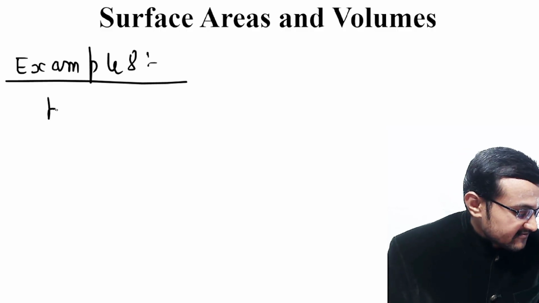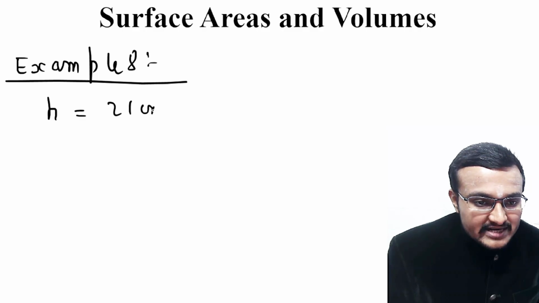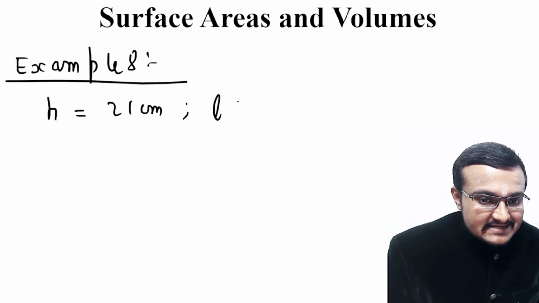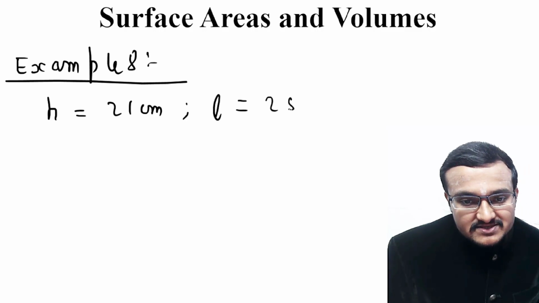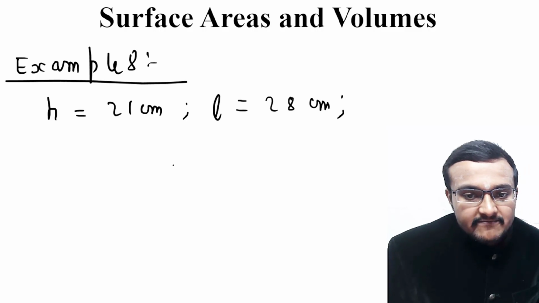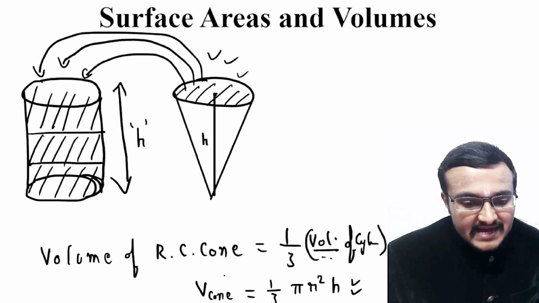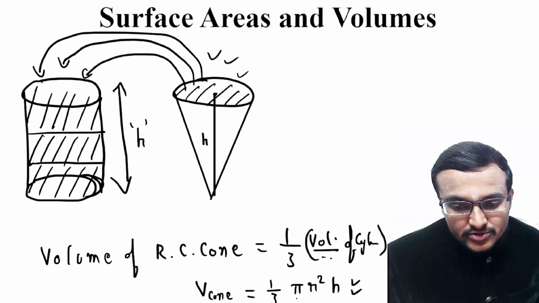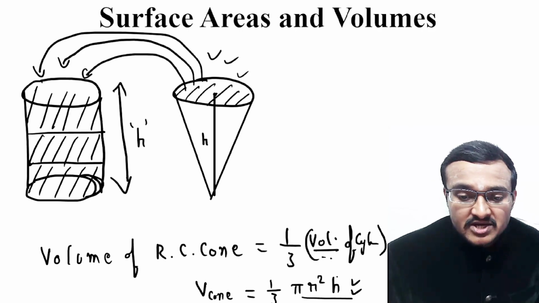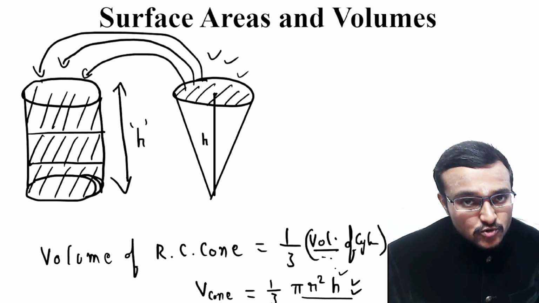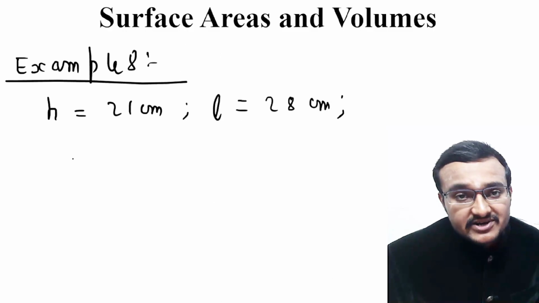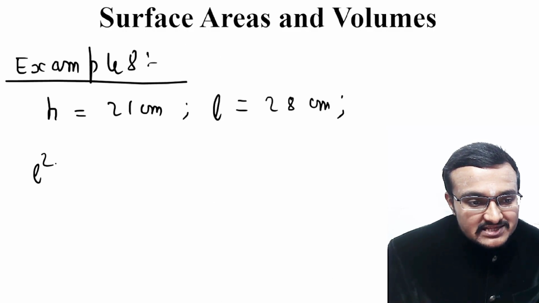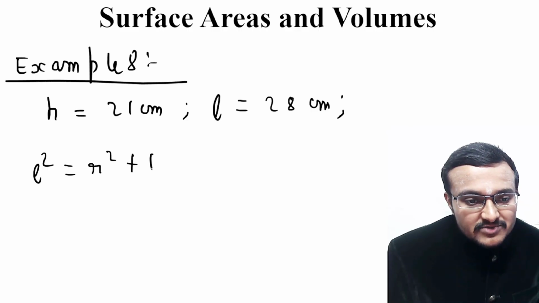So the height of this cone is equal to 21 centimeter and the slant height of this cone is equal to 28 centimeter. Now the formula which we have for the volume of a right circular cone is 1/3 pi r square h. So that means we want the height of the cone and the radius of the cone. Here they have not given the radius. So we know that L square is equal to r square plus h square.